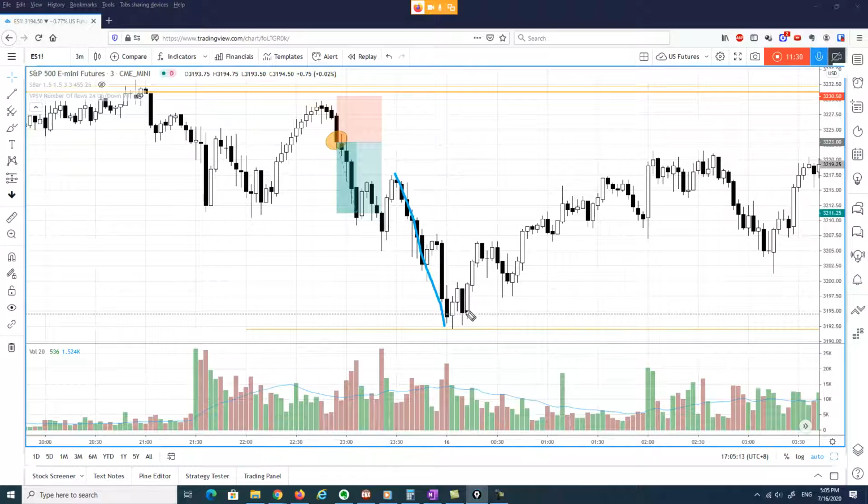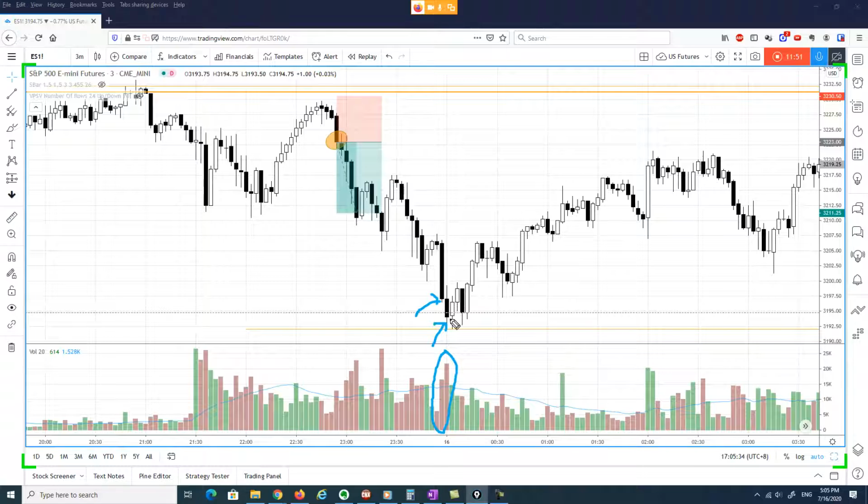But I think this part here is definitely quite a potential long opportunity. Why do I say that? If you take a look at this big spread bar here and compare it to this bar here, you can see there is effort versus result. On this bar, we have a huge effort to the downside, but look at the spread here compared to the prior candle. It is almost half the spread of this candle.